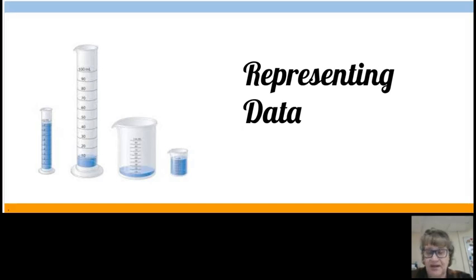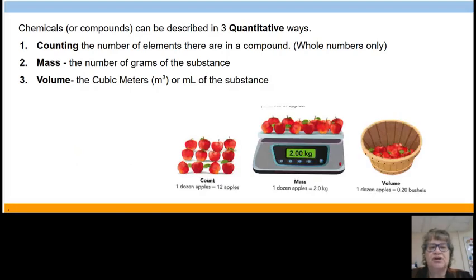So today we're going to talk about how we represent data in chemistry. We're looking at things like chemicals and compounds, and we can quantify those in three different ways. One is by counting the number of elements or objects there are in the compound. So, how many oxygens, how many hydrogens, that kind of thing. And when we're counting, we're only using whole numbers, right? There's no such thing as a half of an atom.